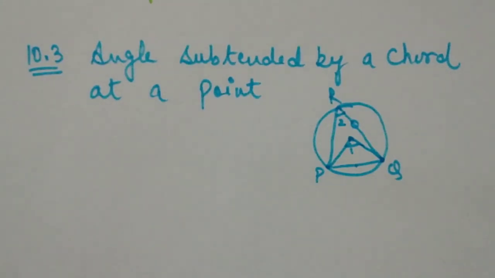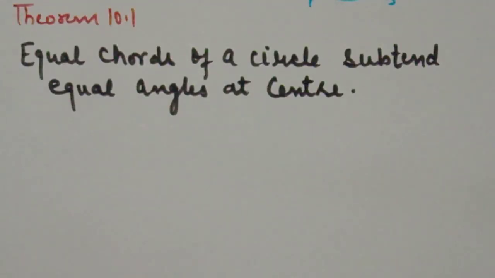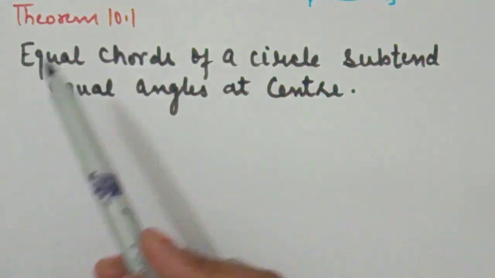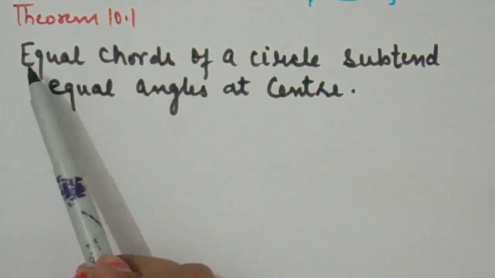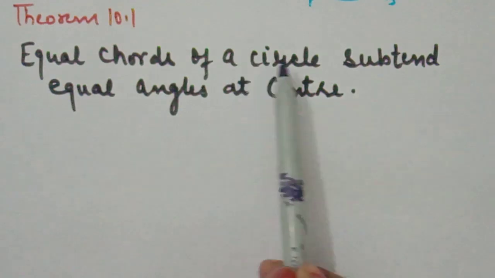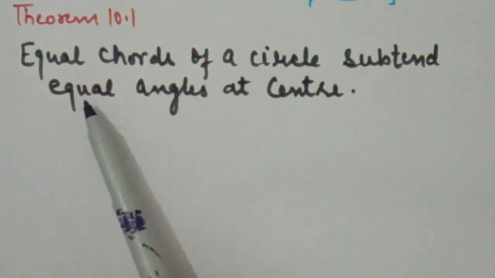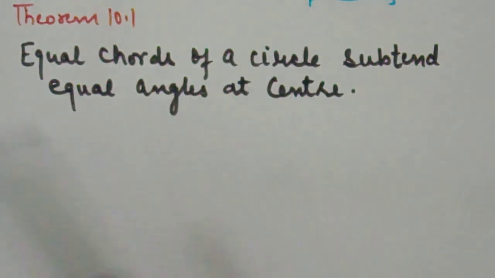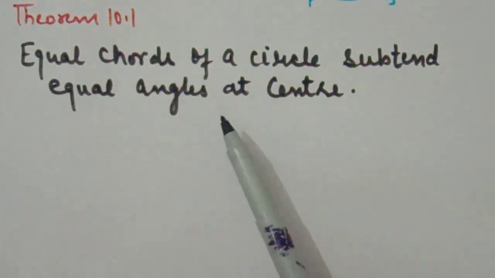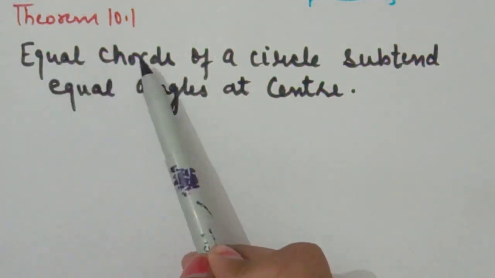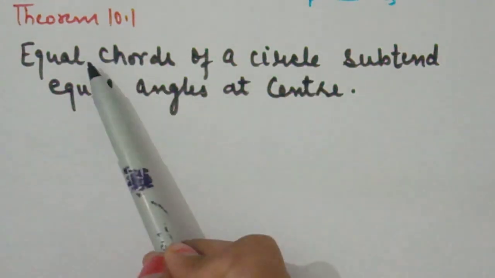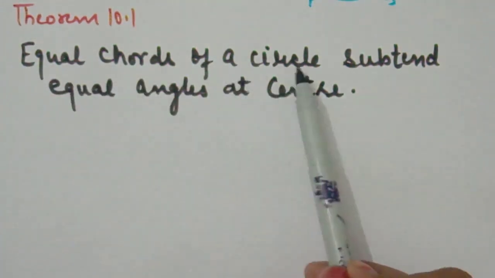So under this topic, angle subtended by the chord, we have two theorems, theorem 10.1 and 10.2. Now we will discuss these two theorems. So students, this is the statement of theorem 10.1, the first theorem of this chapter. Equal chords of a circle subtend equal angles at the center. So you have to understand what is given and what we have to prove. Equal chords of a circle. It means it is given that we have two equal chords of a circle.